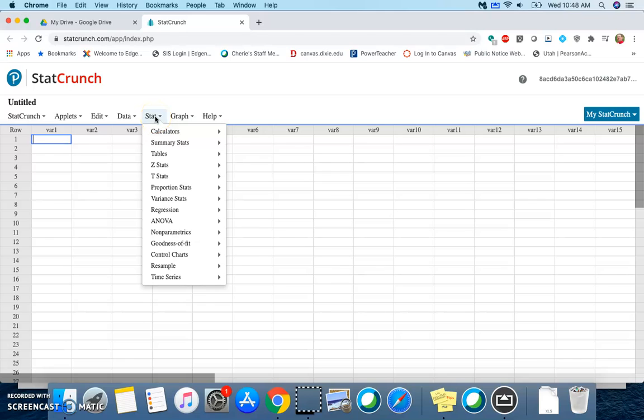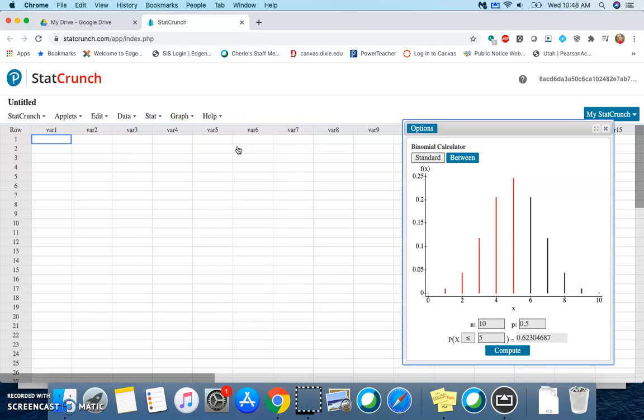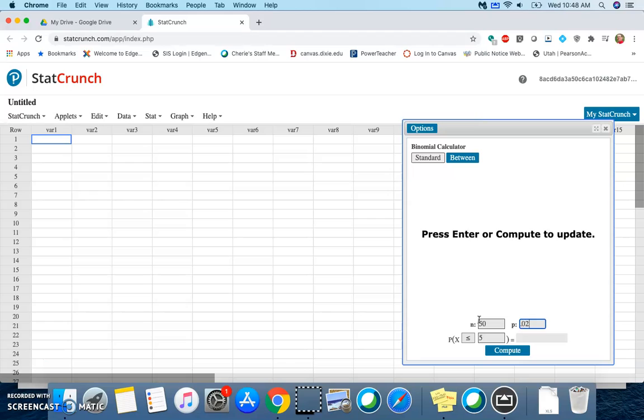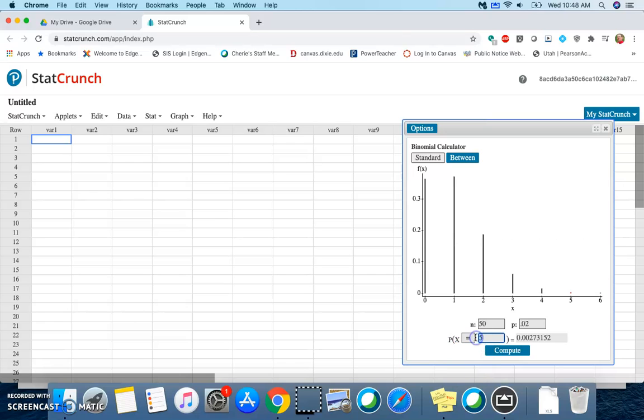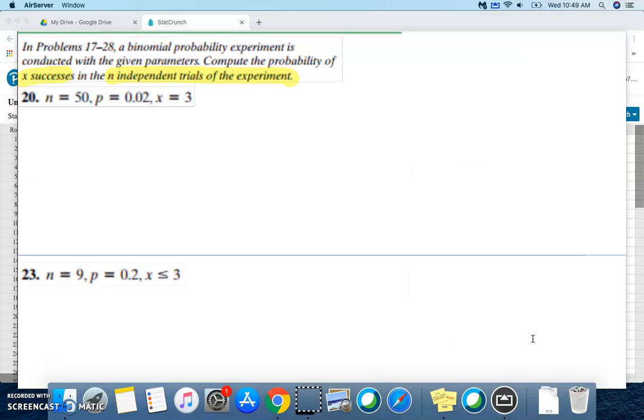Under calculators, there's binomial. So in binomial, we want N was 50, our probability of success was 0.02, and now we want this to be exactly equal to 3. And when I compute that, I get a probability of 0.0607, we'll call it. So the probability that you get exactly 3 was 0.0607. And if you were to try and do that in your calculator, you'd get an overload. You'd probably get a memory error.